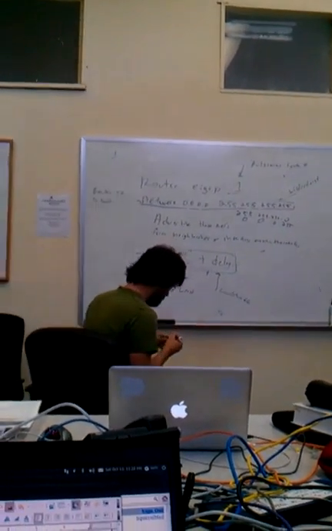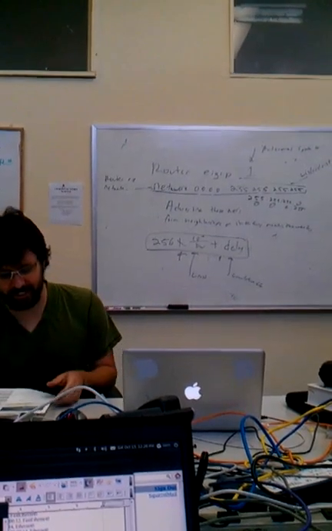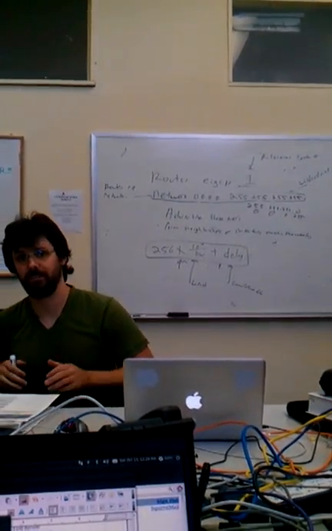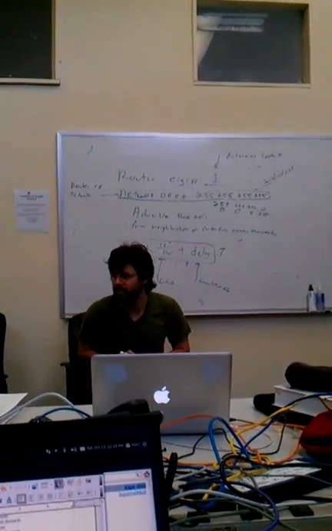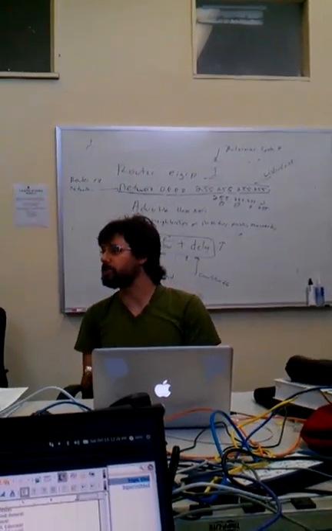That makes more sense. 256 times 10 to the 7th over bandwidth plus delay. So, as delay gets higher, the metric gets higher. Lower metrics are always preferred.